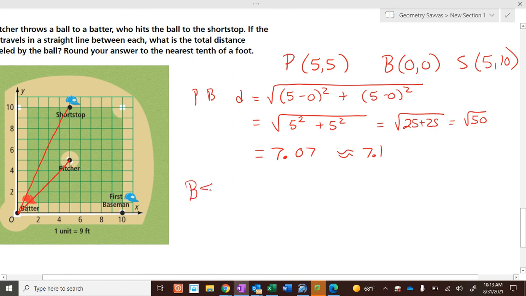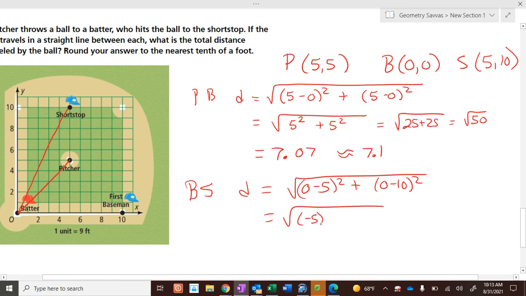Now the batter hits it to the shortstop. We got to figure out that distance. So we go from 0, 0 to 5, 10. So it's the square root of 0 minus 5 squared plus 0 minus 10 squared. So it's negative 5 squared plus negative 10 squared. What's negative 5 squared? Is it 25 or negative 25? It's 25 because negative 5 times negative 5, a negative times a negative is a positive.